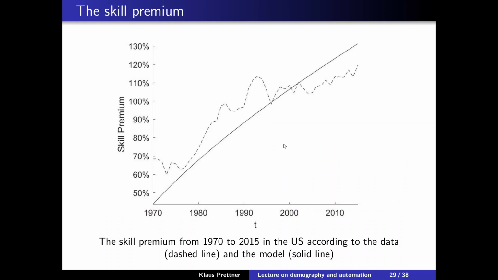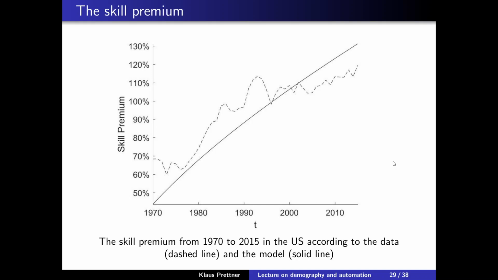So we have here a quick numerical simulation of this model, where we see the skill premium in the United States as the dashed line here from 1970 to 2015. It increased strongly from a little bit less than 70% to 120%. And the solid line is the model prediction. We see here that the model predicts an increase in the skill premium. However, the increase that the model predicts is stronger than the increase that we observe in the data, because here the model starts at the lower level and ends at the higher level.